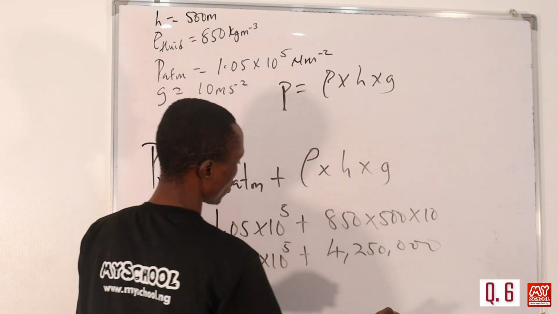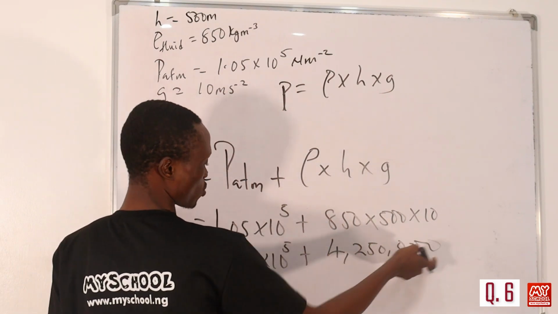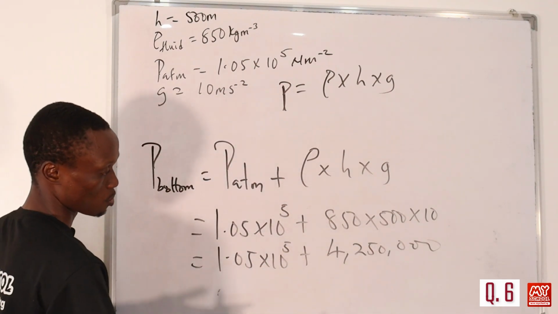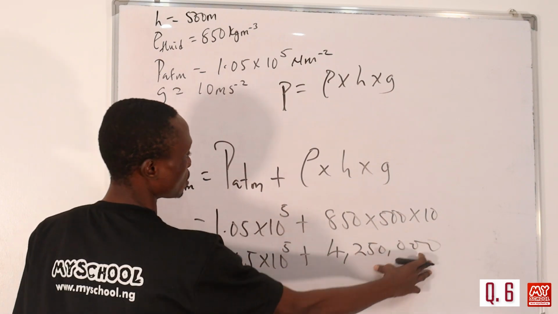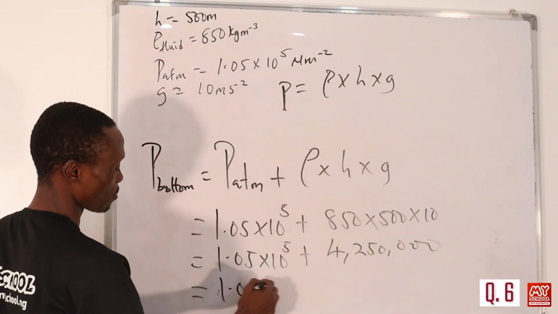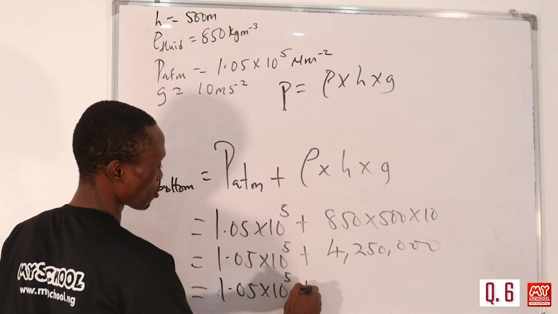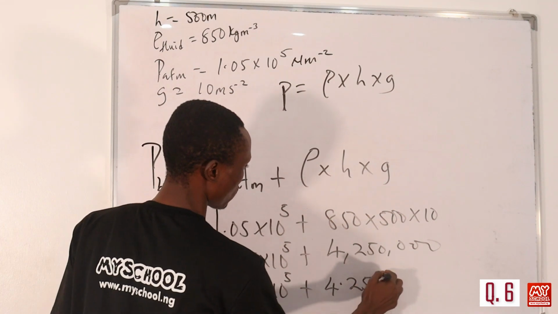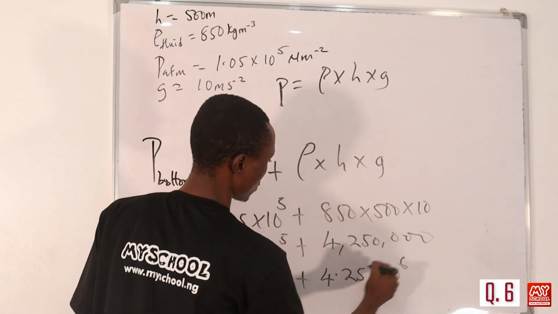4,250,000. Okay, of course, for us to add these two together, either we put this in standard form or we write this in ordinary form. Okay, so I think I prefer we put this in standard form to be easier that way. So here we'll be having 1.05 times 10 raised to power 5, then plus, so if we put this in standard form, we'll be having 4.25 times 10 raised to power 6.